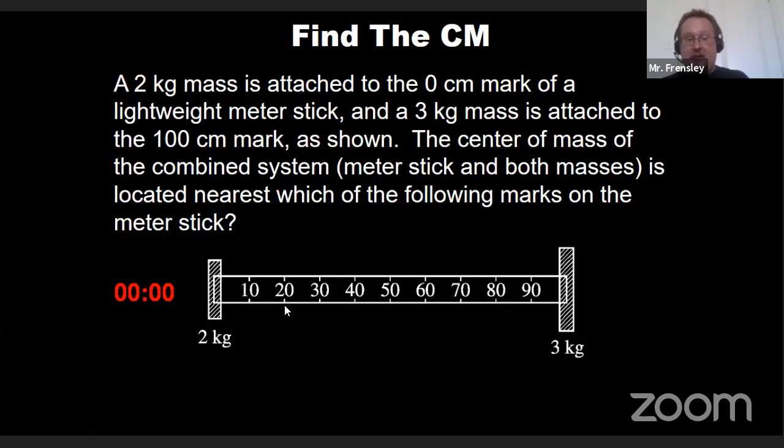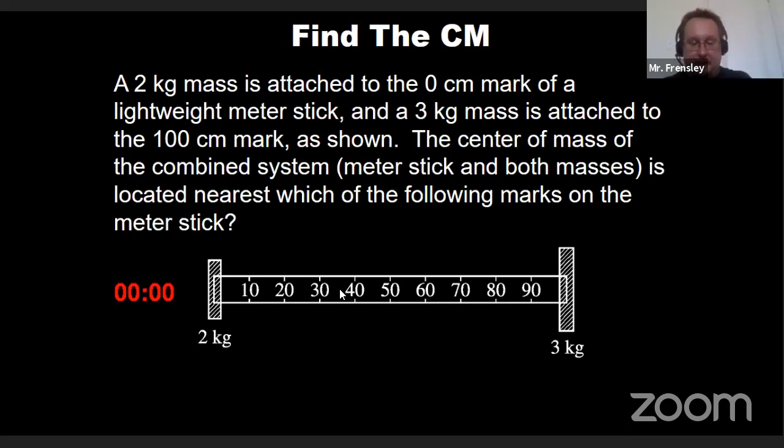80, could 80 be the center mass? 2 times 80, that's 160. 3 times 20, that's 60. No, that's not the same number. Okay, let's try 70. 2 times 70 is 140. 3 times 30 is 90. No, that's not the same number. How about 60? Could 60 be the center mass? 2 times 60, that's 120. 3 times 40, it's also 120. I think 60 is where the center mass is located.